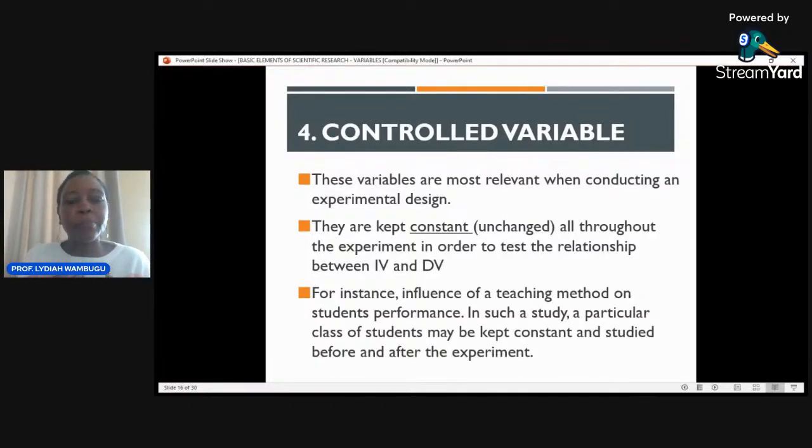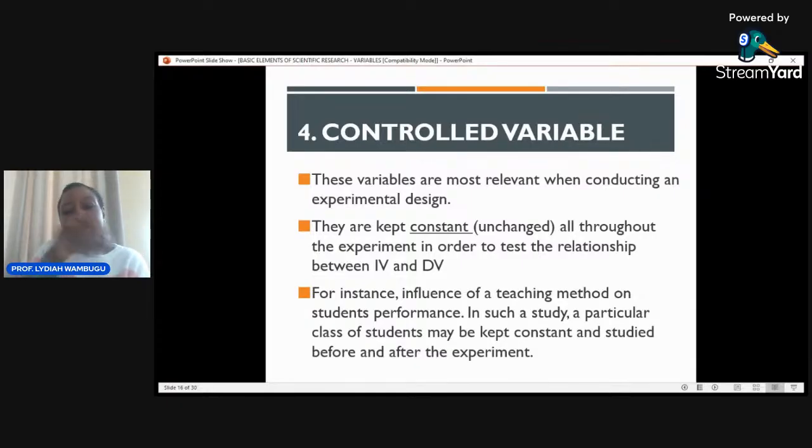For instance, I want to introduce a new teaching method in my secondary school. So I will use a particular class X. With this class X, I will teach them with the same old method and determine their performance, and then the same class, I teach them with the new method, and I measure the performance. If there is a difference between the two, then you can tell people, let us start using this new teaching method. So that particular class is your controlled variable.